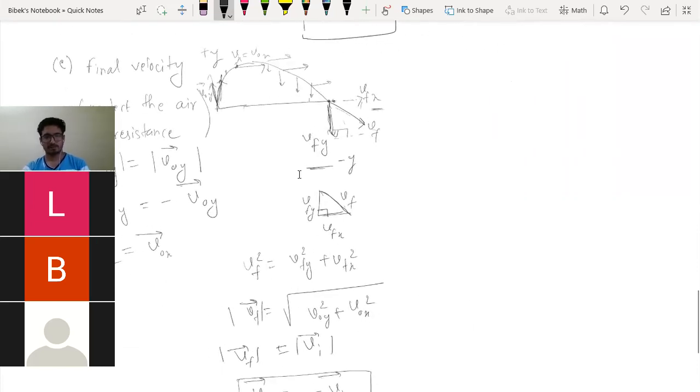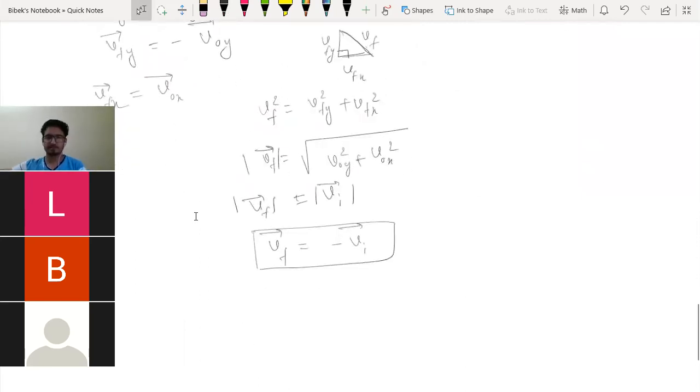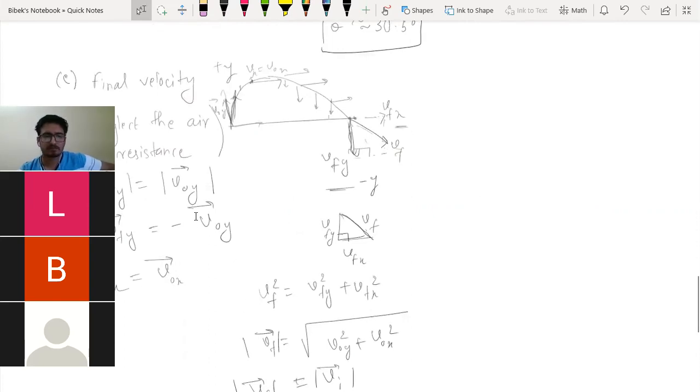So I think that's it for this problem. Do you have any question? Yeah. I'm not really sure when to use this method of finding velocity, because I always make the mistake of using one of the kinematic equations to solve this.